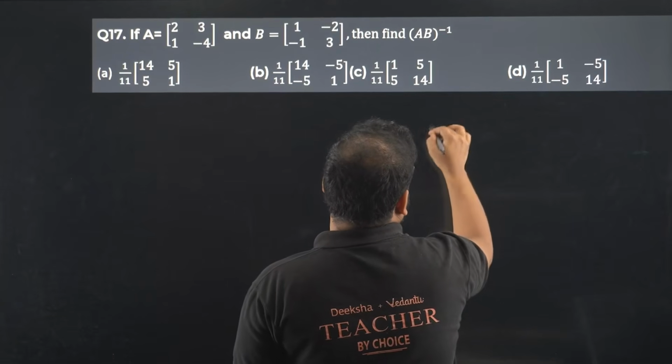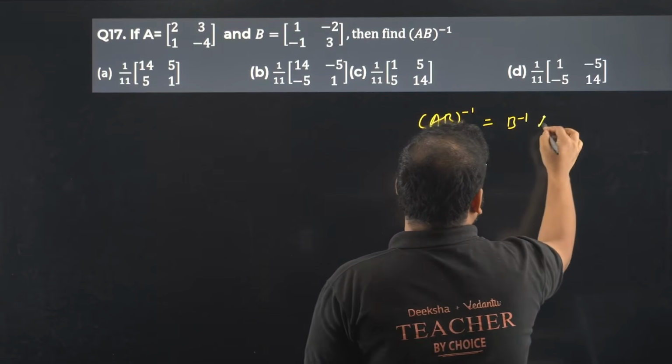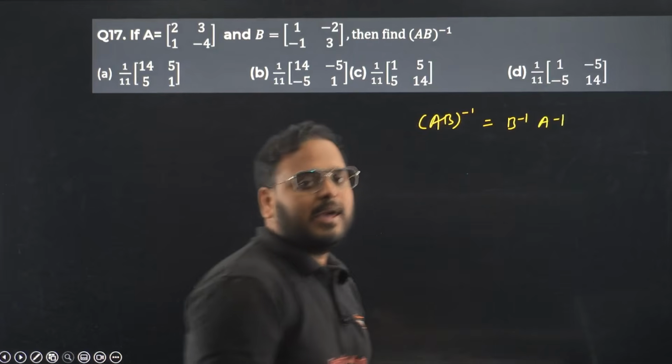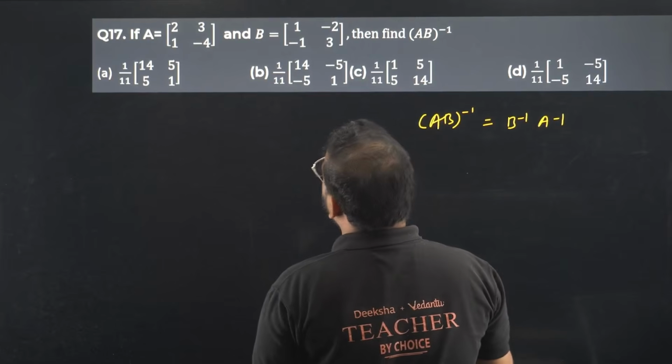AB inverse is given by what? It is given by B inverse A inverse. Let's find A inverse and B inverse separately and multiply them. Please check what you get for this.